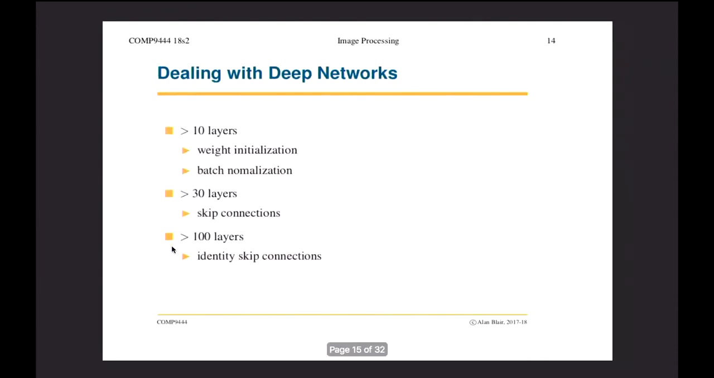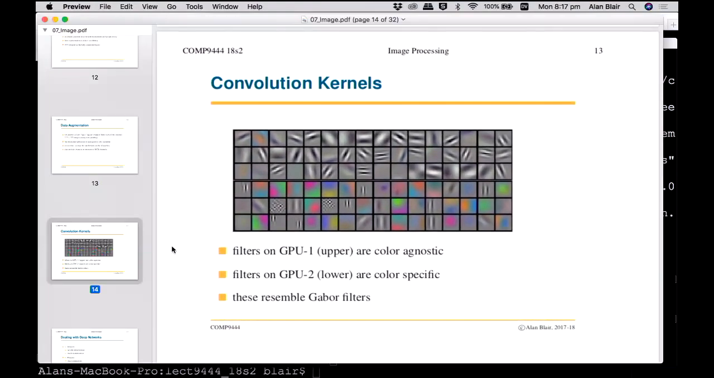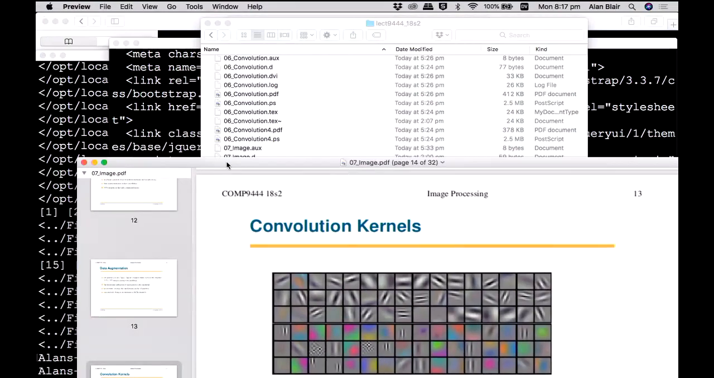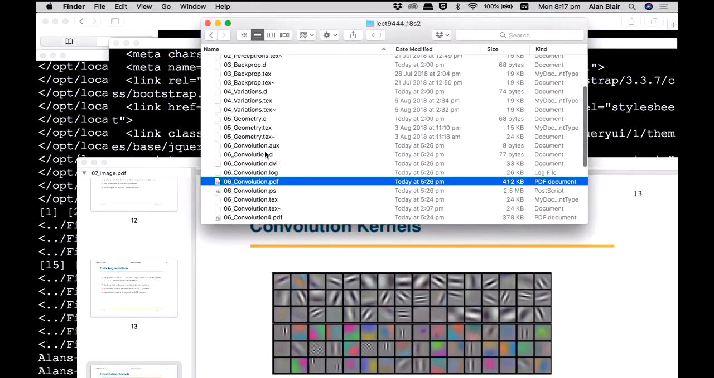And the other thing that they do is dropout. Okay, so dropout. This was actually on the slides from an earlier lecture, but we didn't talk about it yet.